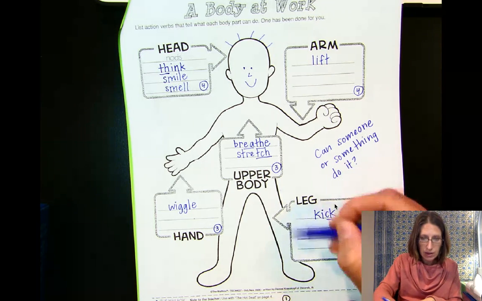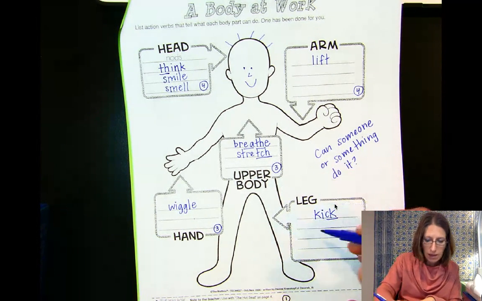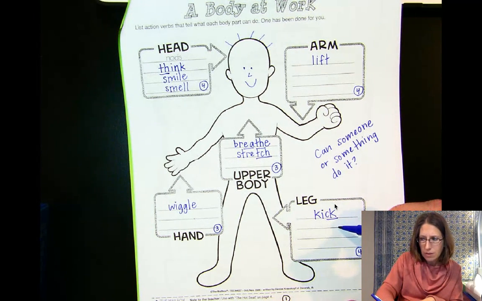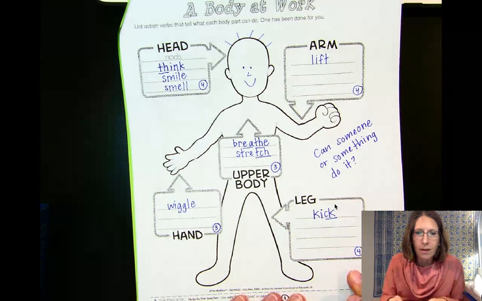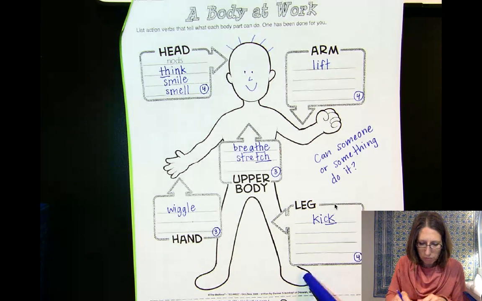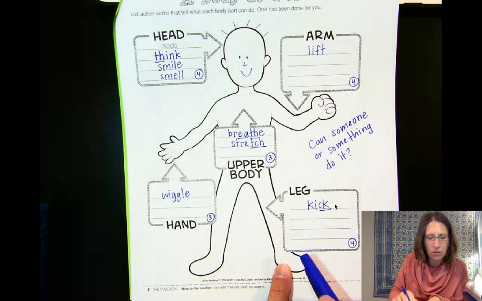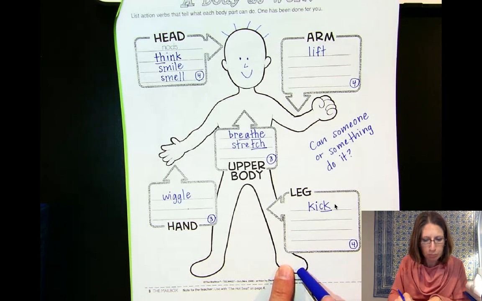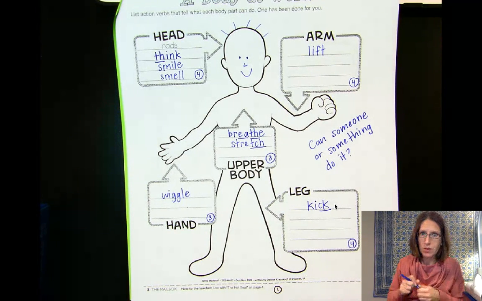For example, if I was looking at the leg here and I thought, well, knee. Can someone or something knee? Well, I suppose if you were kneeing a soccer ball, but that's how you can tell if it's an action verb. So maybe a better example would be foot. What if I thought foot is one, and I put foot here. Can someone or something foot? No. Can someone or something tiptoe? Can someone or something walk? Can someone or something run? Can someone or something hop? So there's some more examples for you already.